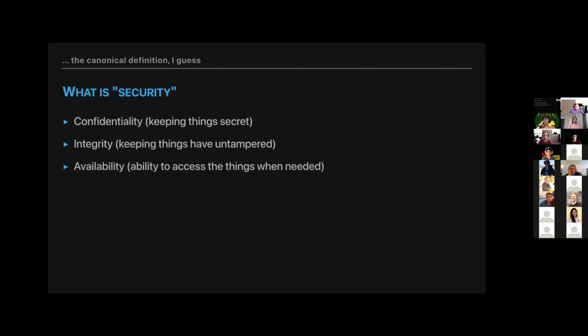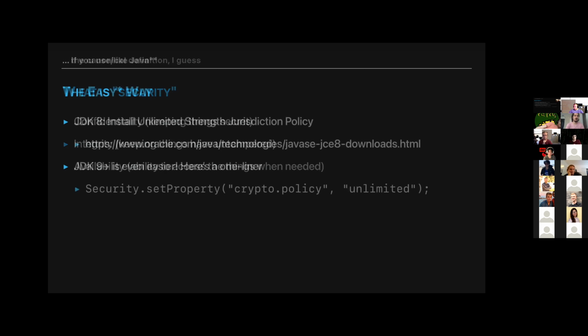Lastly, availability refers to being able to access the data or system on demand, if you want to. This is kind of a harder one to define how to implement because it sometimes is a function of confidentiality and integrity. I won't get into that too much, but yeah, moving on. So now we have a kind of working definition of security.